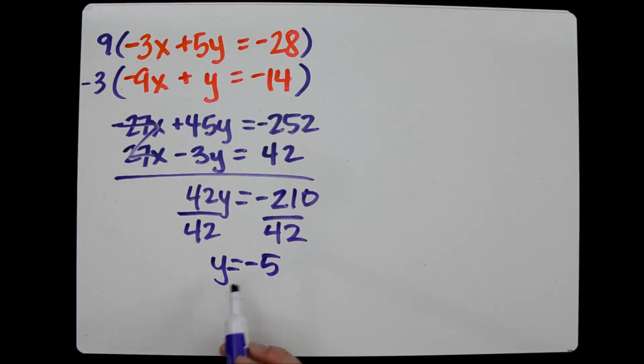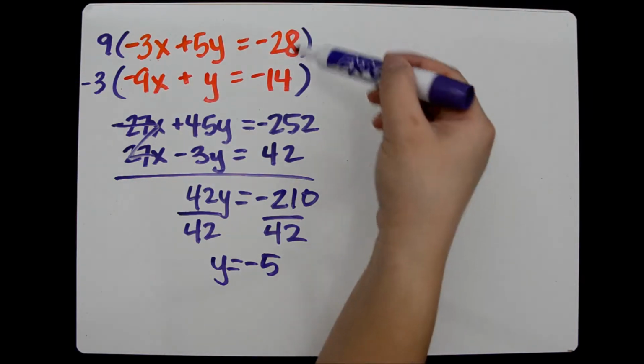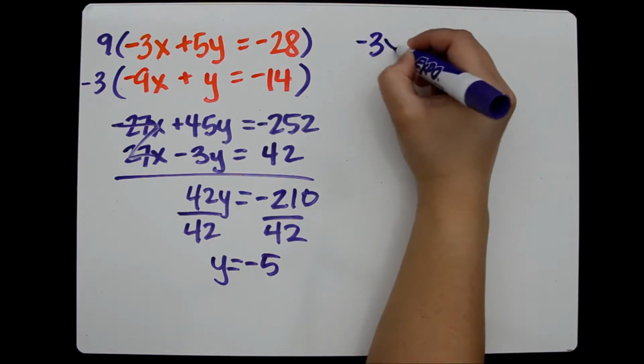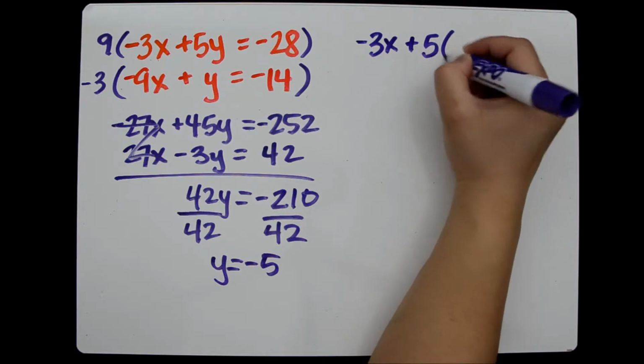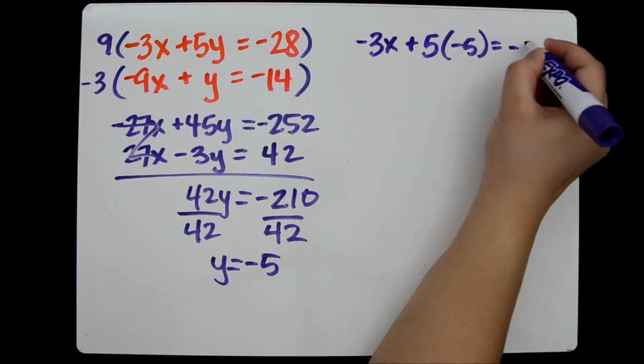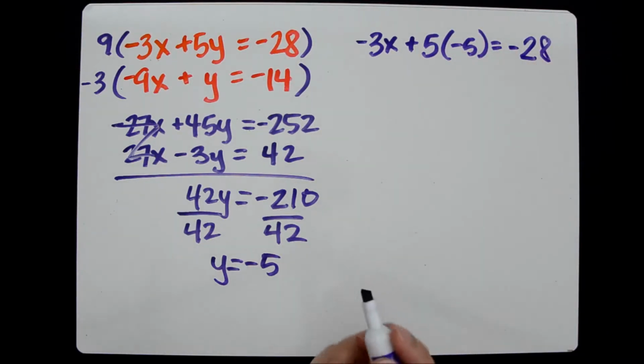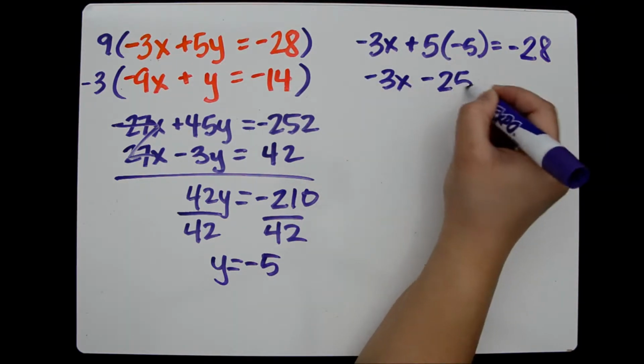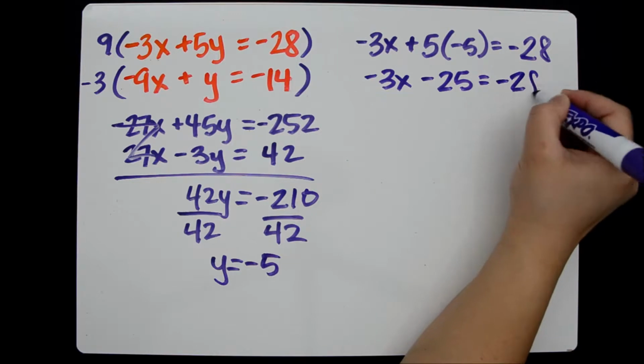At this point we have our y value, we need to find our x value, so I'm going to just use one of our original equations. I'll go ahead and use the first one. We're going to substitute our y value in and solve for x. So we get negative 3x plus 5 instead of y. I'm going to substitute in our y value and simplify wherever we can. So this is negative 3x minus 25 is equal to negative 28.